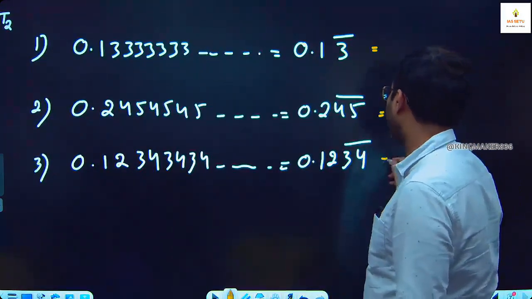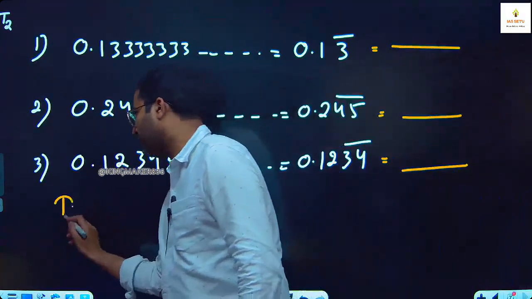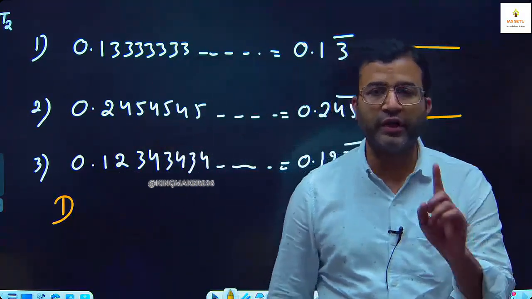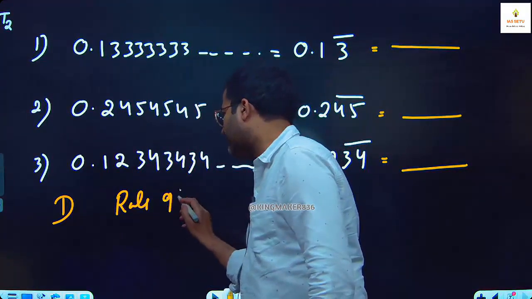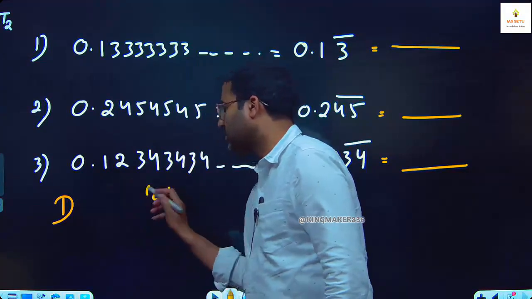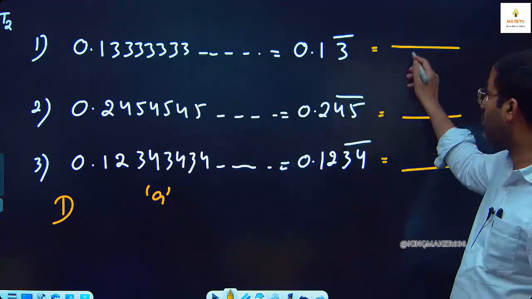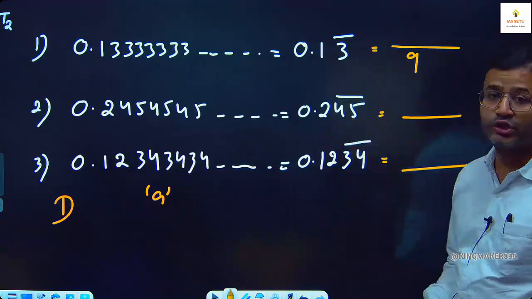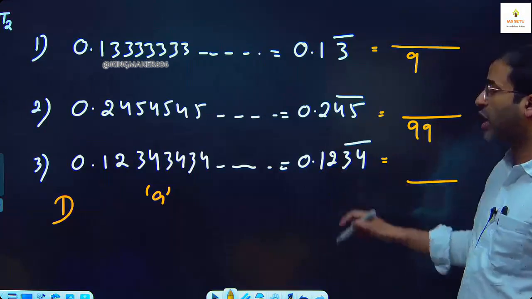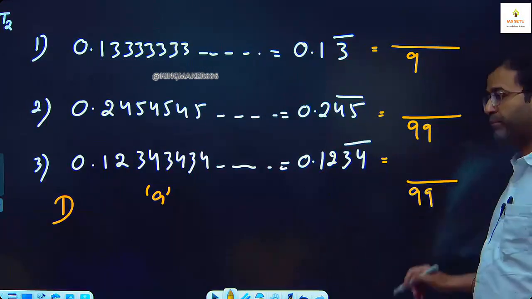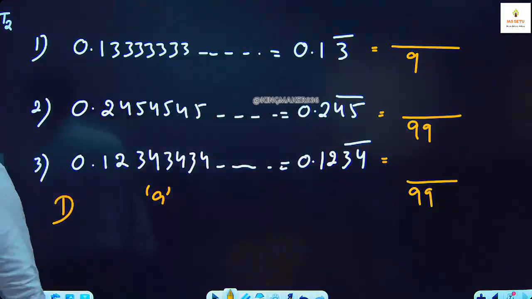Now here, first I tell you the denominator. For the denominator we have 2 rules. First rule I already told you. That is as many 9s as there are digits under the bar. How many digits under the bar? 1, so one 9. In the second question, how many digits under the bar? 2, so double 9. In the third question, how many digits under the bar? 2, so double 9.